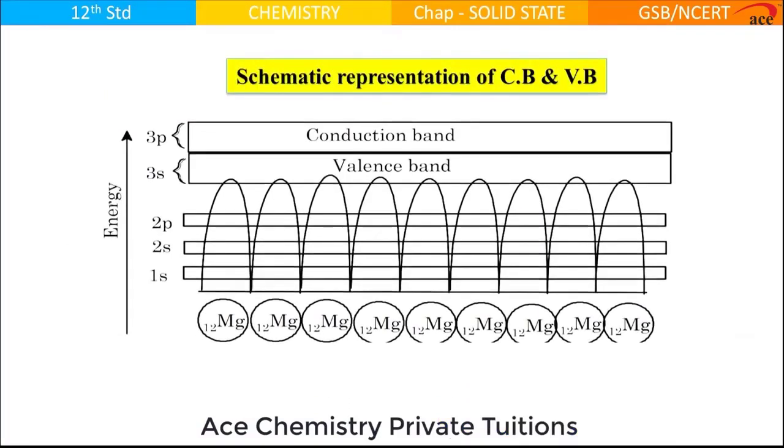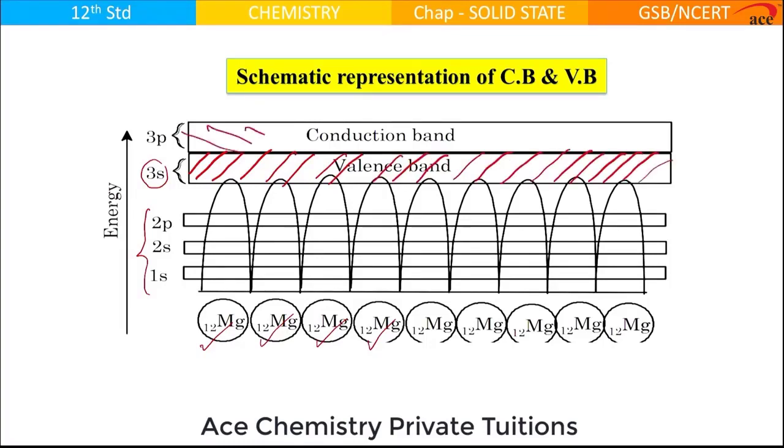Now, there is a schematic diagram. This has been shown for magnesium. If you are able to see, these are all very tightly held by the nucleus, while 3s electrons are not tightly held and they are responsible for the valence band. Remember, in magnesium the 3s orbital is filled and gives rise to a valence band. Now, the 3p orbital of magnesium is empty. That empty 3p orbital of magnesium gives rise to a conduction band.